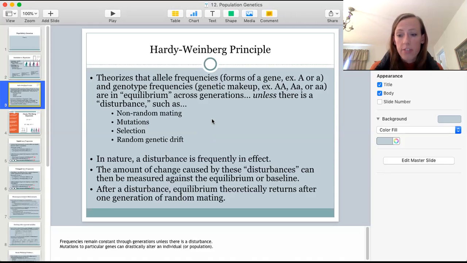So some of these disturbances to equilibrium might include non-random mating, random mutations, selection, and what we call random genetic drift, which is just when we don't know what causes it, but there's some drift that results in some alleles having a higher frequency than others. So non-random mating and selection, these are both when there's a reason that one allele or one genotype is selected for within the population. Mutations can pop up sporadically and just be random, but any of these would be a disturbance, might cause the frequencies of alleles and genotypes to be changed from one generation to the next, okay?